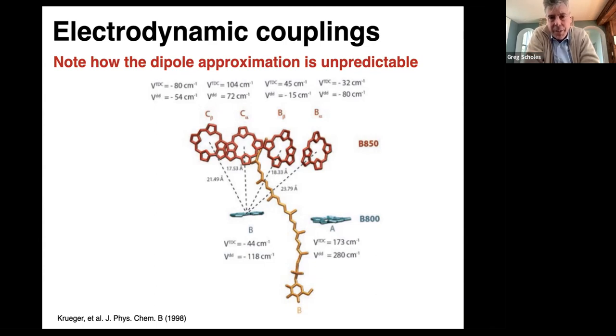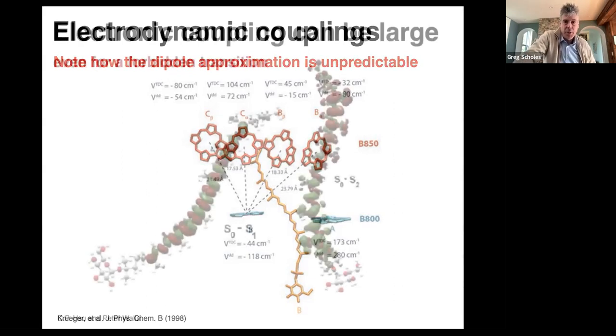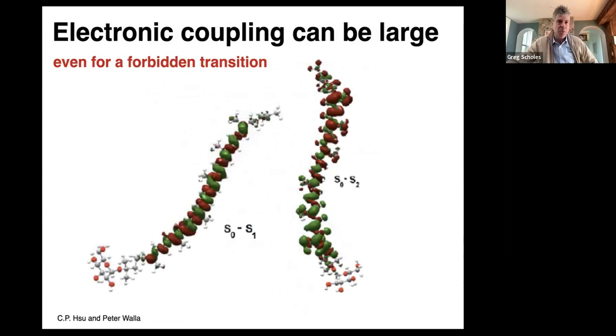But have a look at the next one along to the right here. The dipole approximation gives minus 15 wave numbers. Transition density cube gives plus 45. So it's not only three times the magnitude, the sign is wrong. And there is no trend here. It's very unpredictable. And you need to worry about this when the sizes of the molecules, as I said, are comparable to the distance, but it can have a big effect. Even more remarkably, I was showing you the transition density. It's the same picture as this one on the right here for the S0 to S2 carotenoid transition.